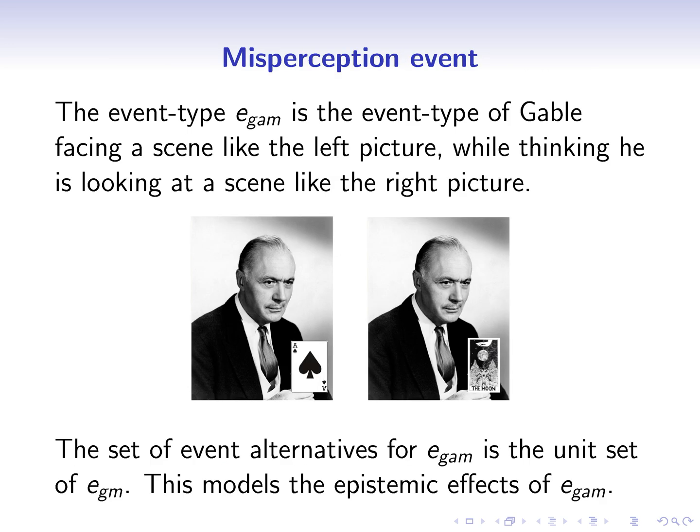This slide defines a very specific misperception event. The event type EGAM is the event type of Gable facing a scene like the left picture with the ace of spades, while thinking he is looking at a scene like the right picture with the moon tarot card. The set of event alternatives for EGAM is the unit set of EGM. This models the epistemic effects of the event EGAM.